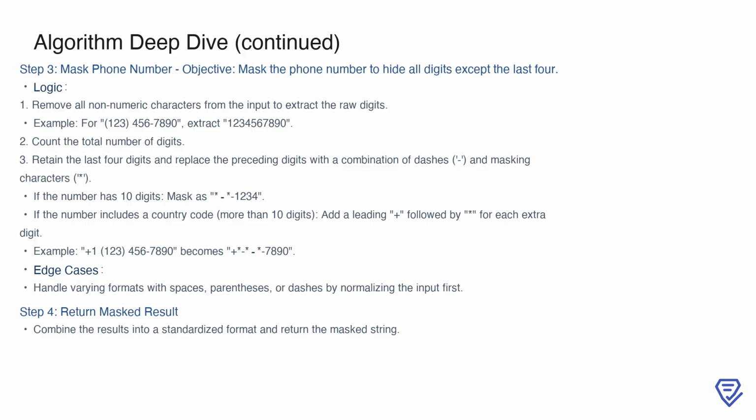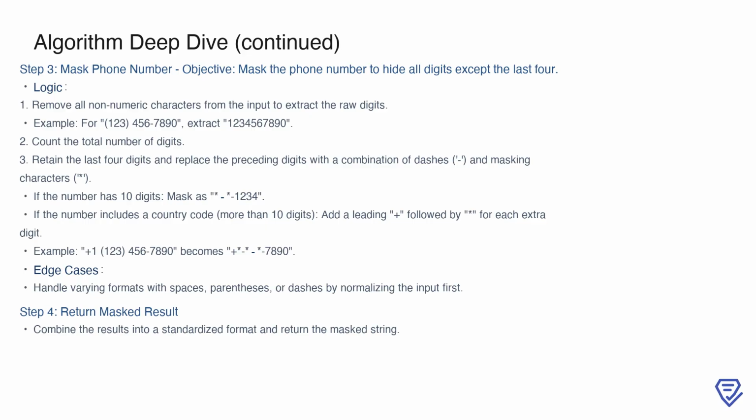The first step is to remove any non-numeric characters, such as spaces, dashes, or parentheses, to extract the raw digits. For example, 123-456-789 becomes 123456789. The total number of digits is then counted to determine the format of the masked output. If the number contains 10 digits, it is formatted as ***-***-1234, where the last 4 digits are preserved, and the preceding digits are replaced with asterisks and dashes.